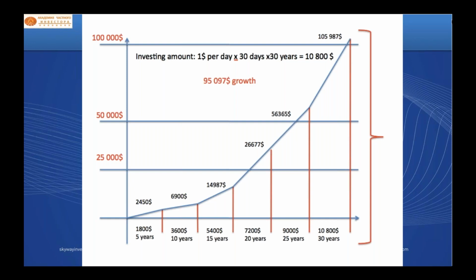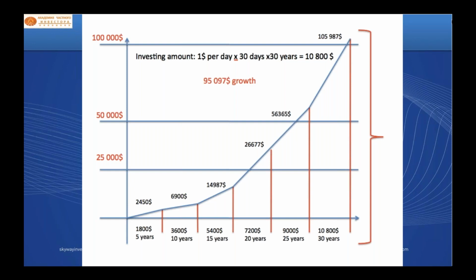But what if the same person does not just put the same amount of money every month for the next 30 years? What if this person puts this amount of money every month, but at a percentage, which will be 12%? Then we do different calculations. Within 5 years, the amount of money he will have in his account would be 2,450. In 10 years, it will be 6,900. In 15 years, it will be 14,987. In 20 years, 26,677. And in 25 years, 56,365. And by the end of the 30 years, it will be 105,987.